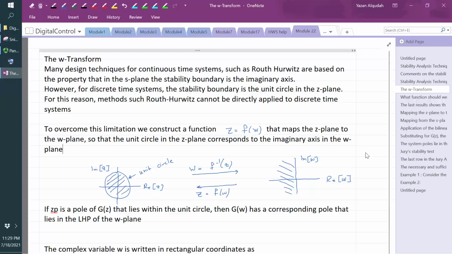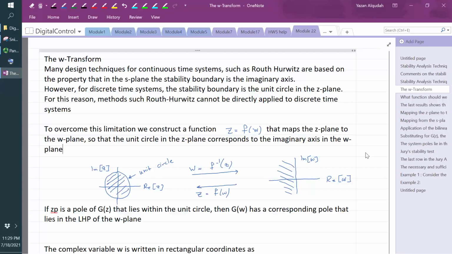Now, why do we need this W transform or bilinear transform? If we look at continuous time systems, such as the Routh-Hurwitz, they are based on the S-plane and the stability boundary being the imaginary axis. Now, for the discrete time system, the boundary is the unit circle. So therefore, we cannot just apply Routh-Hurwitz.